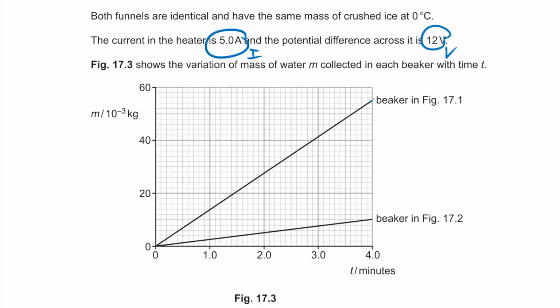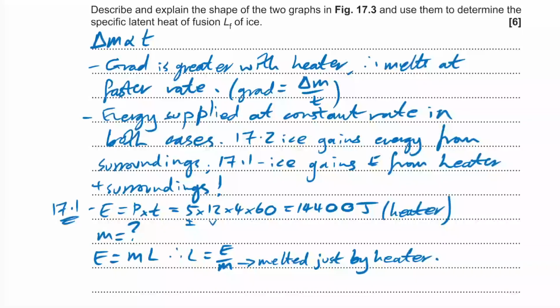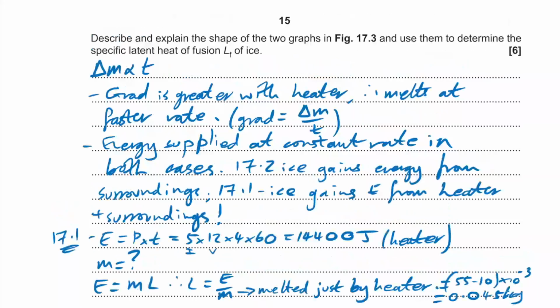So the mass that is melted, well, that's 55 times 10 to the minus 3. However, we can see that from the other setup that 10 of those grams of that 55 is actually just melted due to the surroundings. So therefore, the mass of the ice melted just by the heater is going to be equal to 55, take away that 10, obviously then times 10 to the minus 3. So that's 45 times 10 to the minus 3. So let's just say 0.045 kilograms.